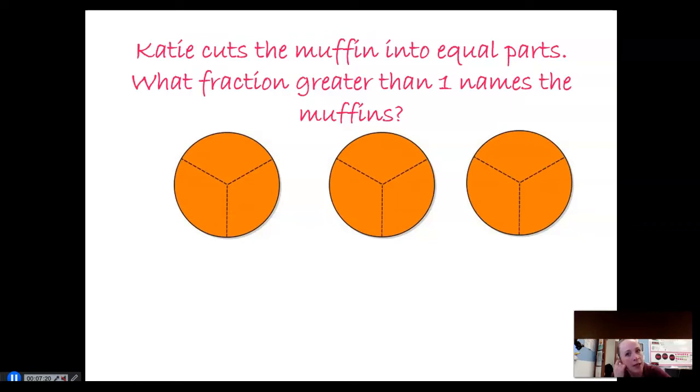Katie cuts the muffin into equal parts. What fraction greater than 1 names the muffins? So please write on your boards right now your answer. If you're not sure, listen to the explanation, of course, and pause the video until you figure it out. When you're ready, press play. All right, well, how do you do these? These can be super complicated. If you've been watching the videos, though, it shouldn't be.